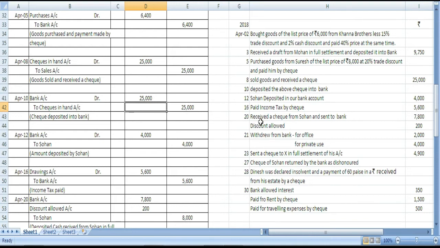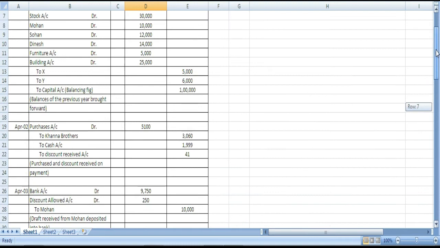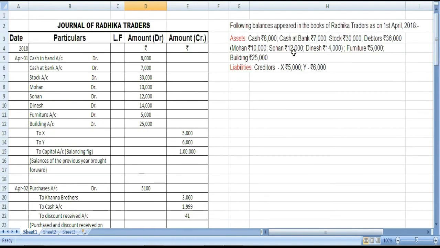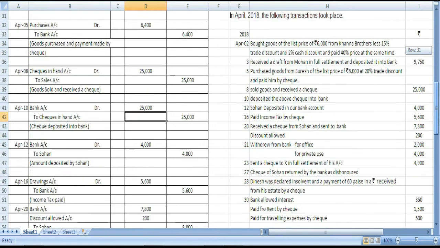Then we have April 20, received a check from Sohan and sent to the bank. Okay. So, Sohan earlier paid 4,000. Here Sohan was supposed to pay 12,000, and he already paid 4,000, so we have a balance of 8,000. Now, out of this 8,000, we received a check from Sohan for 7,800 and we sent it to the bank.